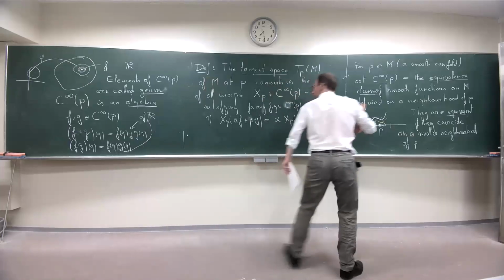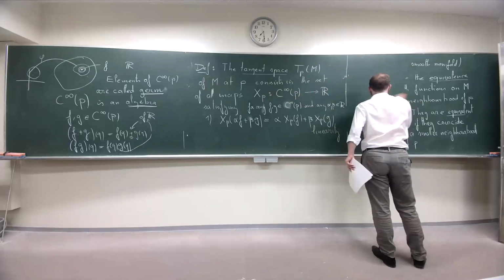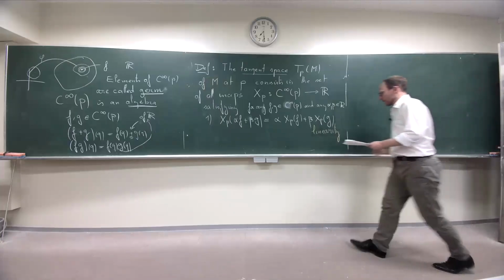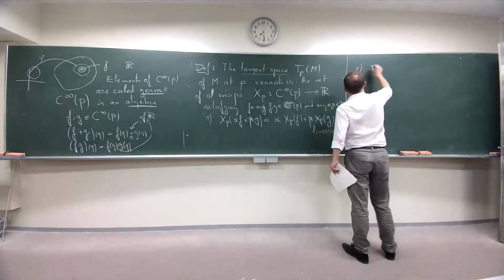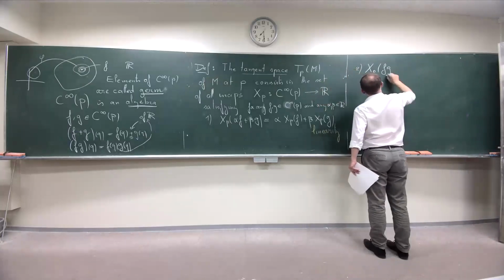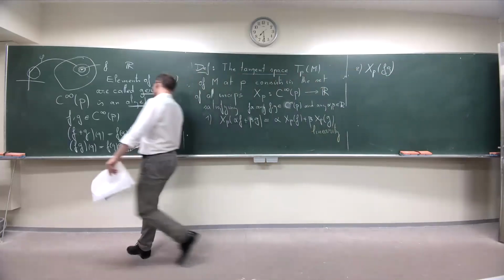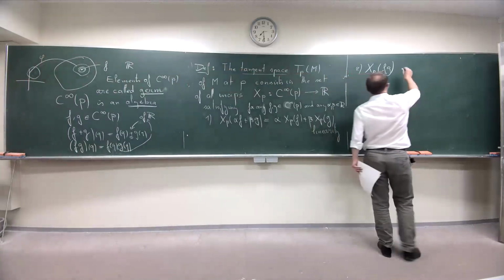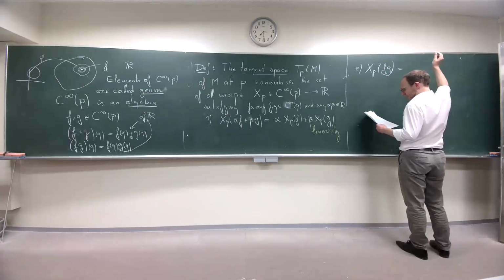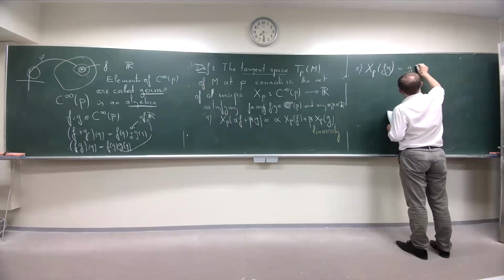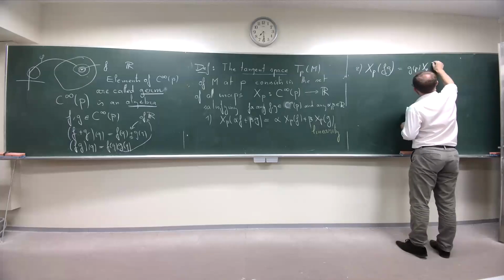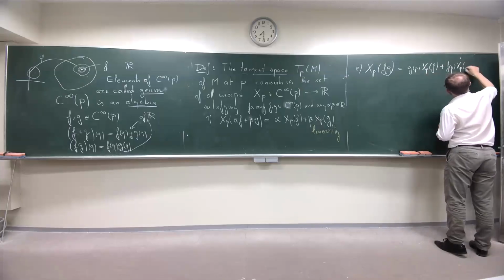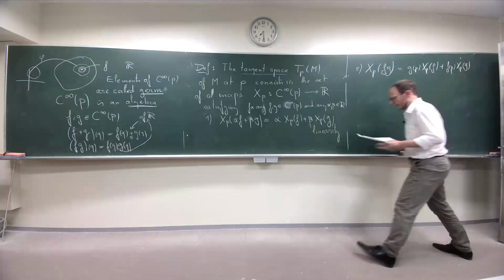And the second condition is what is called the Leibniz rule. What is the second condition? X_P of a product. And a product, as we have just seen, is well defined. So I can take X_P of a product fg, which is equal to g X_P of f plus f X_P of g. This is called the Leibniz rule.